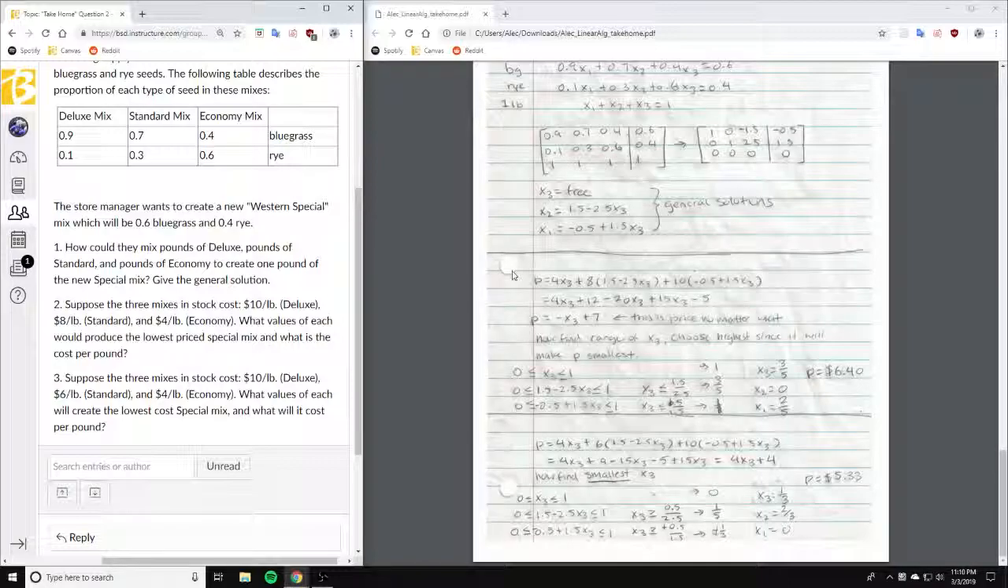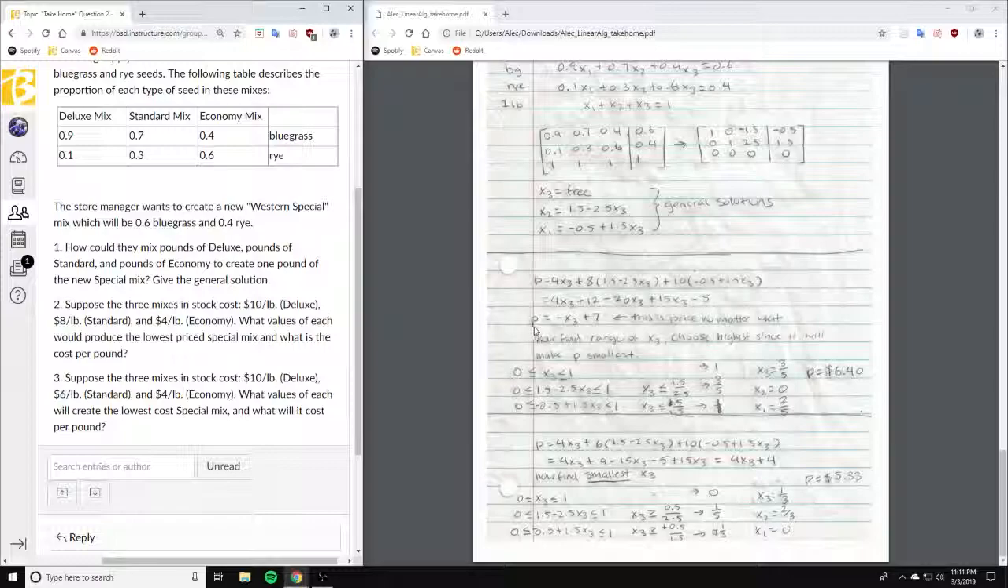So price equals 4 x3, because this is 4 dollars of the economy, right? Plus 8 dollars per pound of the standard, which, if we put in terms of x3, is this, plus the 10 dollars per pound of the deluxe, which, when we put it into x3, is represented as this from our general solutions.